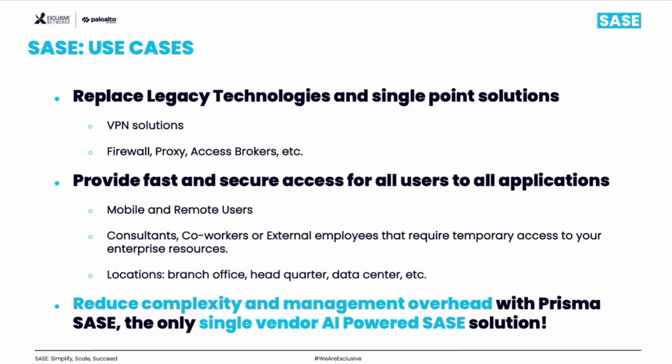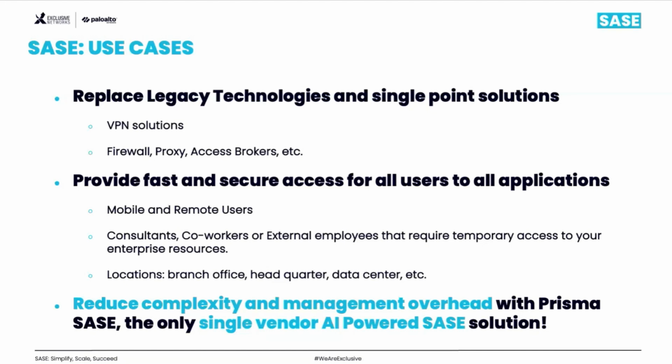Now, the main use case is definitely where users are sitting outside of the organization, right? Where we have mobile users that need secure access to those applications, but also external employees such as consultants, coworkers, third parties, and partners that need to access our private resources. And then last but not least, you might also have locations that need to be interconnected, such as a branch that talks to a headquarters or data center, or multiple branches that need to be interconnected.